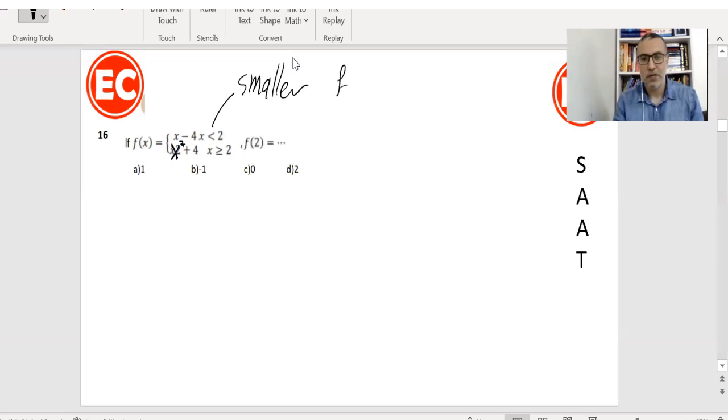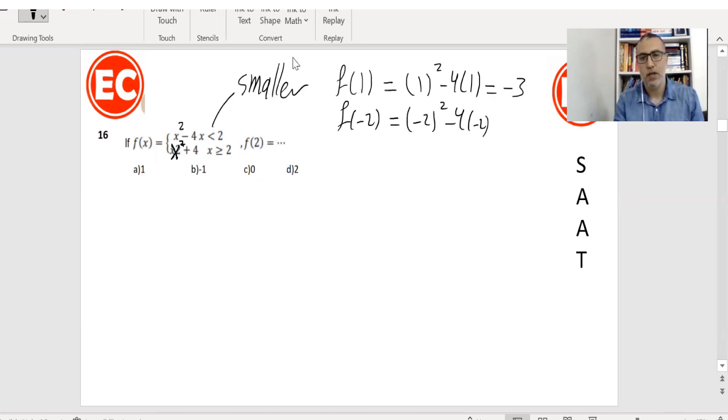For example, if you want to find f of 1, you are going to replace x in the first equation with 1. And by the way, this is x squared minus 4x. So it's 1 squared minus 4 times 1, so it's -3. If you wanted to find f of -2, you are going to replace: -2 squared minus 4 times -2. -2 squared is 4, plus 8 is equal to 12.